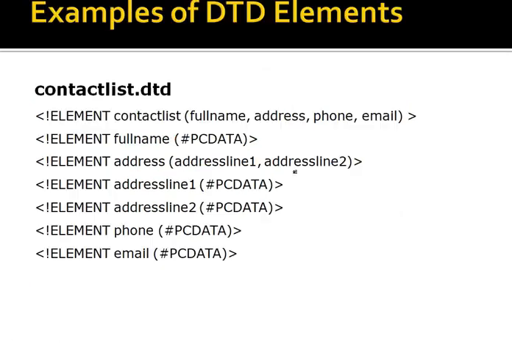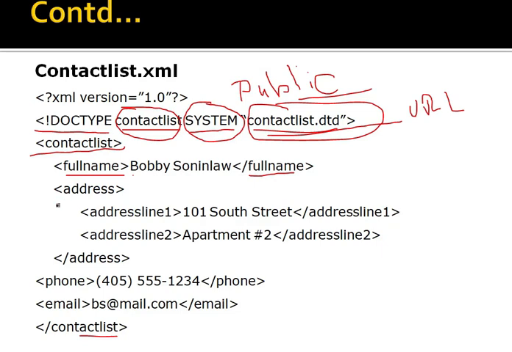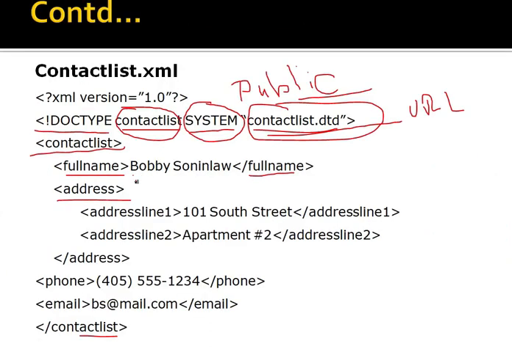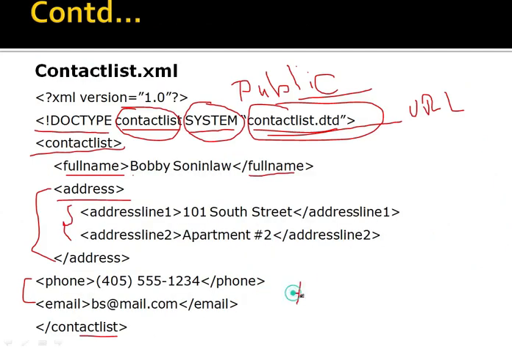So if you look, this is full name. Full name will have parsed data. Okay, parsed data. And here you have an address. Okay, here you have an address. It will have two children, address line 1 and address line 2. So here you have address line 1 and address line 2. It ends here. Then you have two more. Okay, phone and email address. Phone and email address will take parsed character data.